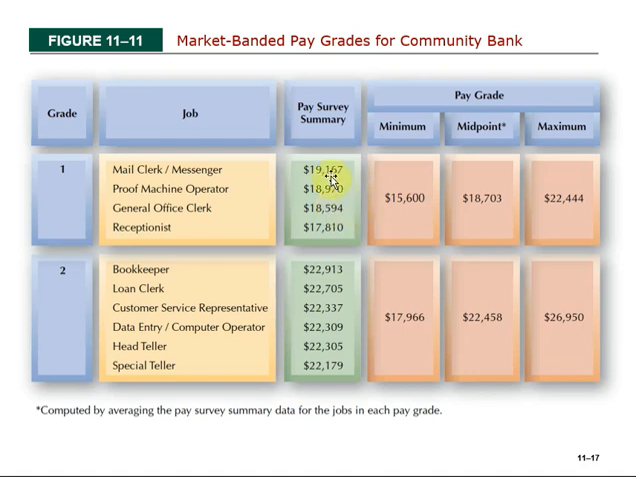So you would say this is the typical pay for that job, but we could pay as low as $15,600 or as high as $22,400. And if we look at this section over here for the pay band, the band can go as low as $17,966 all the way up to $26,950. So the midpoint are these numbers here.